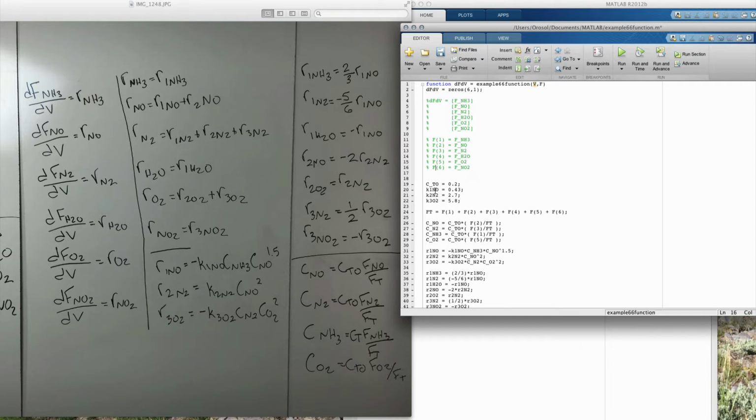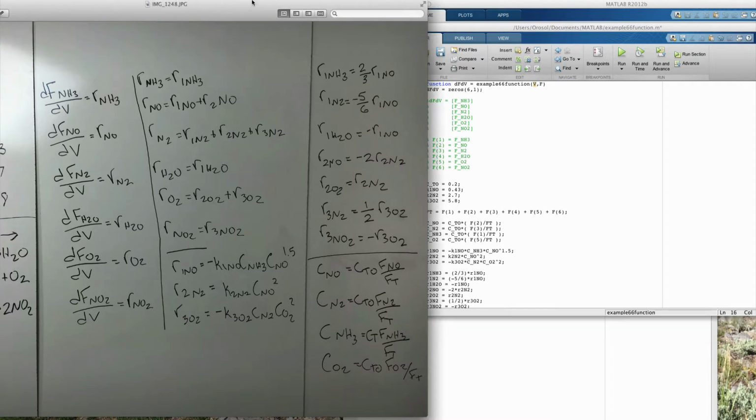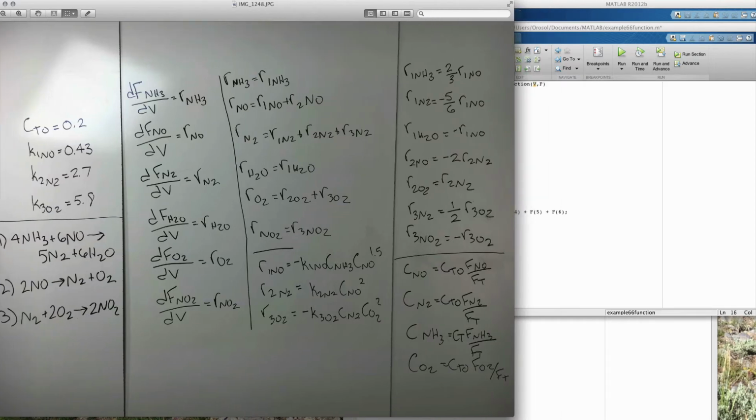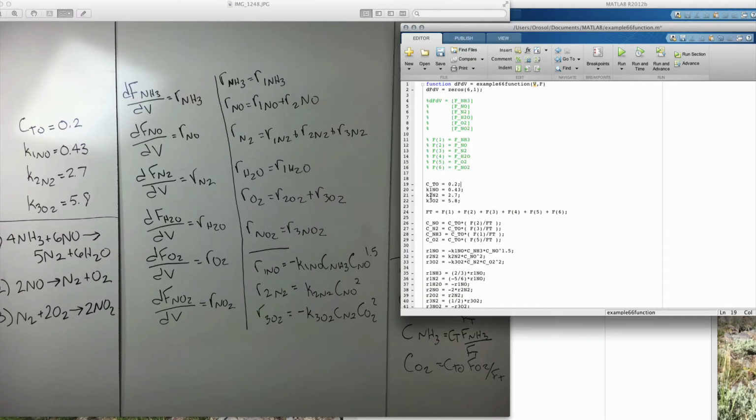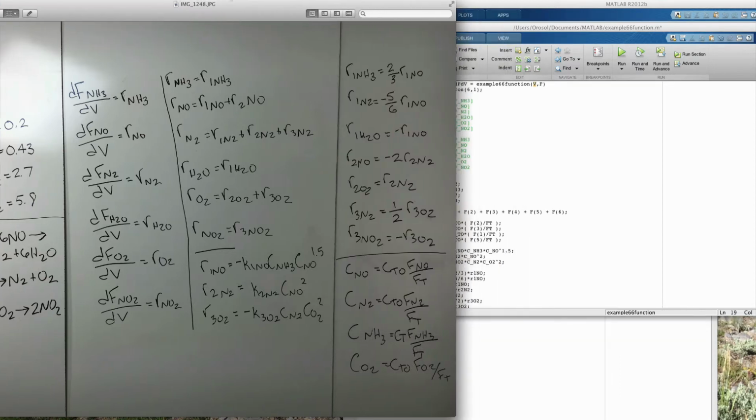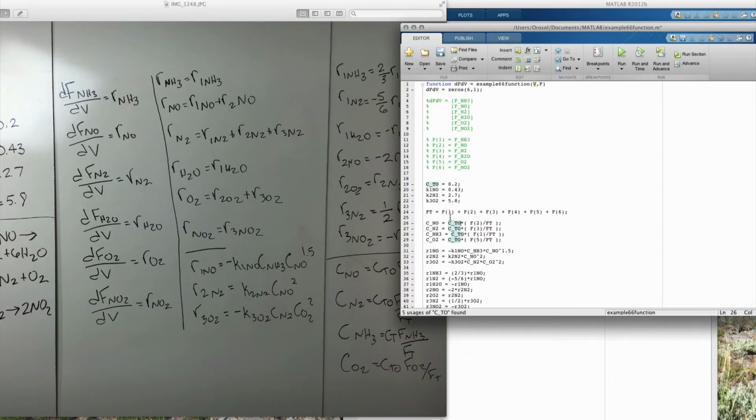And then I have the constants, which were given in the problem. CT0 is equal to 0.2, K1NO is 0.43, K2N2 is 2.7, and K3O2 is 5.8. Now I have FT, which is the sum of all of the molar flow rates, so F1, F2, F3, F4, F5, F6.